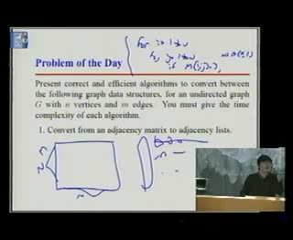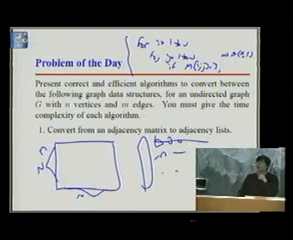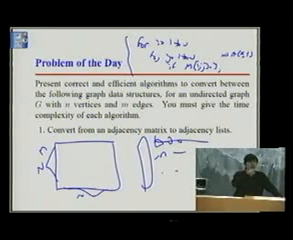What is the running time of this algorithm? N squared. Does the number of edges in this algorithm matter? No. Does everybody see that? This is an order n squared algorithm, and I get the adjacency list structure out of it. Any questions about that? Okay.